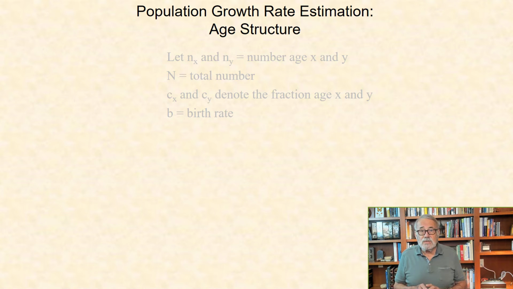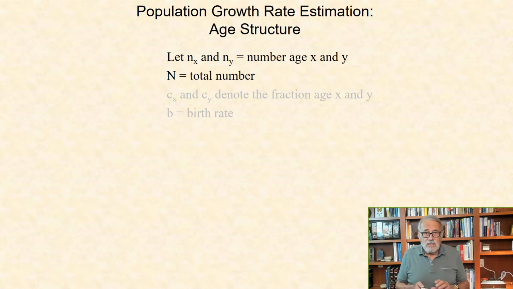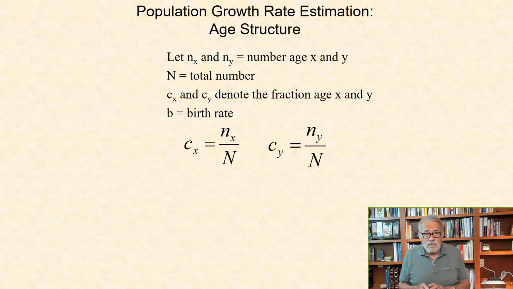More formally, this relationship can be denoted by letting nx and ny equal the numbers in the age classes x and y respectively. N equals total number, and cx and cy denote the fractions in the population ages x and y respectively, and b equals birth rate. Therefore, the fraction age x, denoted cx, equals the number at age x divided by the total number denoted n. And the same relationship holds for the fractions at age y, denoted cy. Equating these two yields this ratio equivalency.